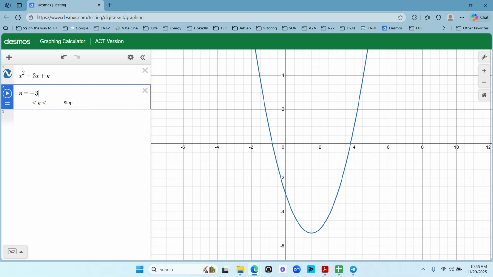If I did negative 3, or 15, you could see that those are not solutions, 9 and negative 6 are not the solutions.